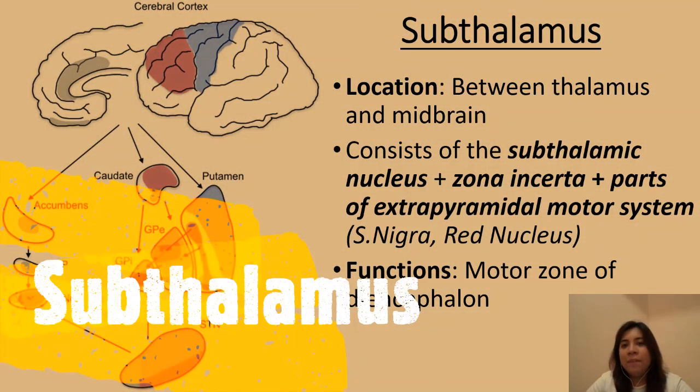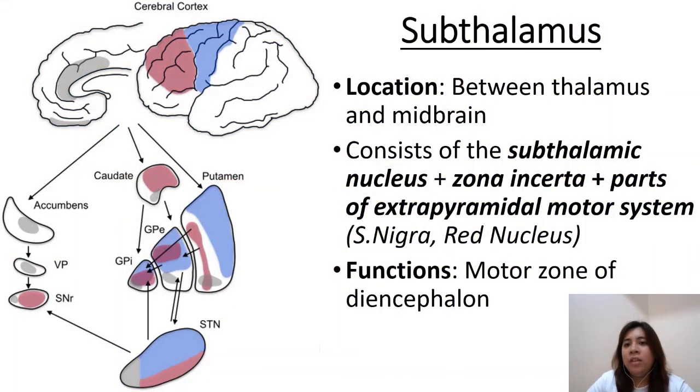Next, you have your subthalamus. It is located between your thalamus and your midbrain and consists of your subthalamic nucleus, zona incerta, and parts of your extrapyramidal motor system. So this is also considered to be the motor zone of the diencephalon. So ang iyang contribution is with regards to your movement.